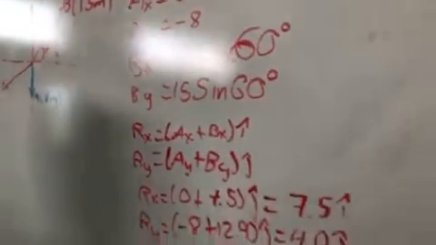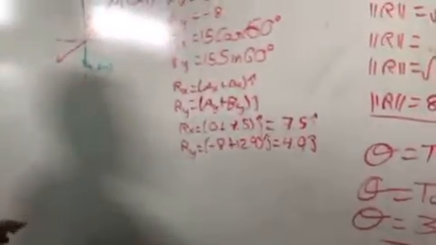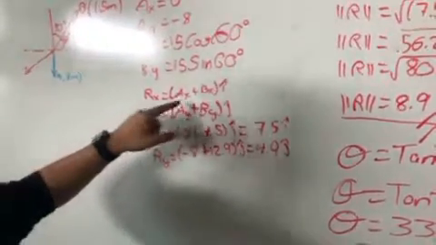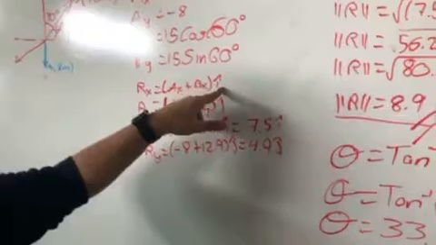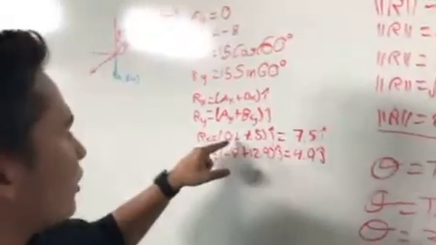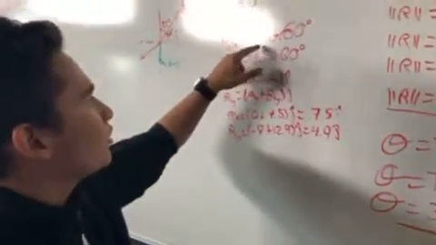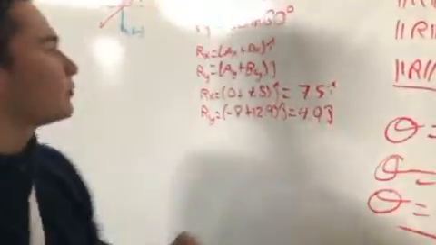Now, we are going to get the resultant. The resultant is a combination of values of the vectors. The first thing is Rx. Rx is Ax plus Bx in the A direction. So it's 0 plus 7.5, that is the result of 15 cosine of 60. It's going to be 7.5.